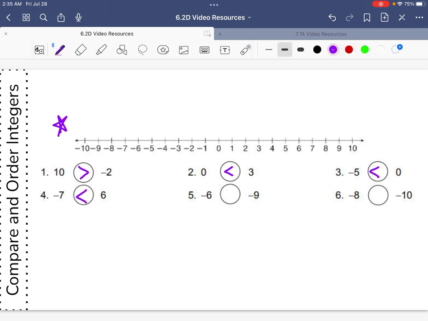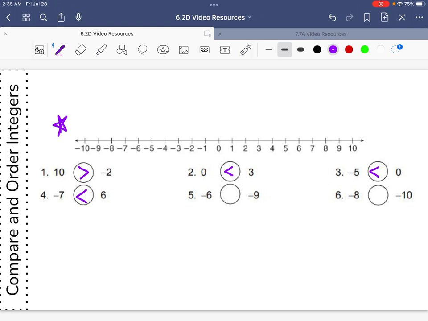Now this next problem is where it gets a little tricky and sometimes we get confused. We want to compare -6 and -9. And our brains sometimes want to generalize this to our thinking of positive numbers. This is where the number line tool is most important.